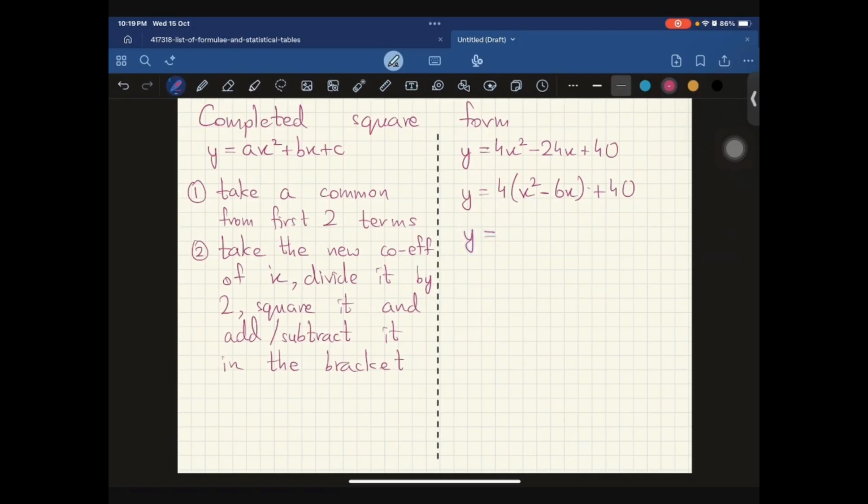So we need to take the new coefficient of x divided by 2. If we divide 6 by 2, what do we get? 3. And then we need to square it. Squaring it doesn't mean we go to 9, we just keep it as 3 squared. So when you square 3, think of it as 3 squared.